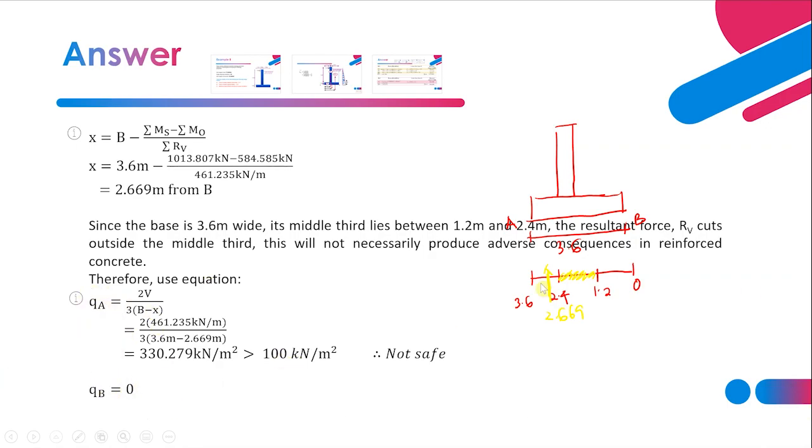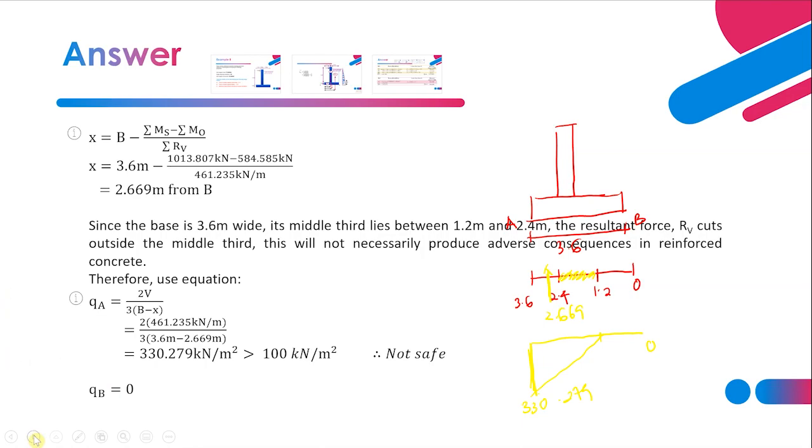So the ground bearing pressure is actually like this. Here is zero, so here it is 330.279. Very high. It will stop here. Sorry, this is where its centroid is. So 330.279. QB is zero, here its value is zero.